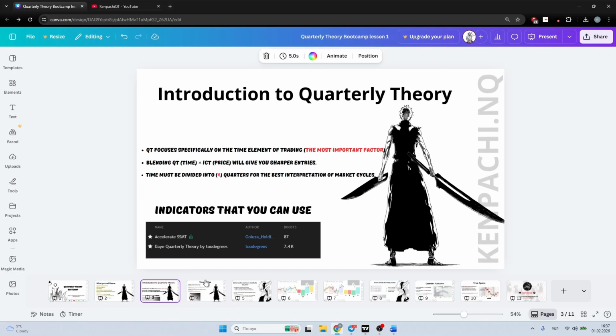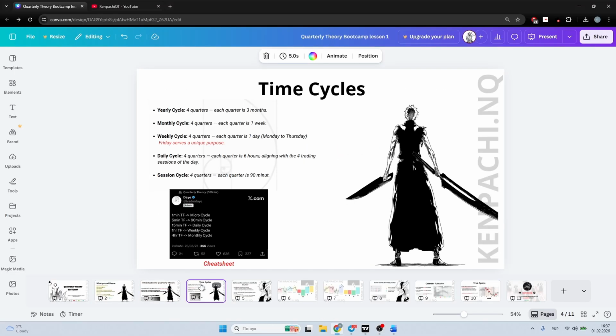Well, let's get to time cycles. There's a lot of cycles. It starts with quarterly cycle, but I didn't put it here because no one really uses it, and you won't really use it as well. Yearly cycle, you won't really use it as well, but I just put it here so you would see the logic of how the cycles work.